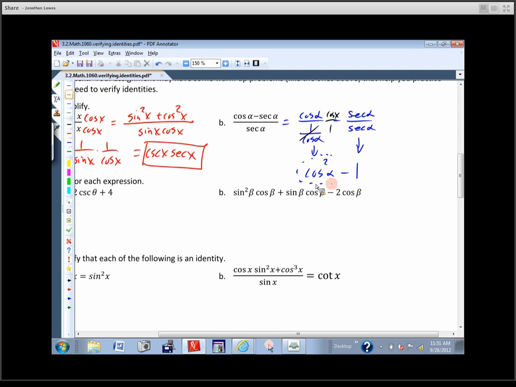Would it be okay to leave it like this? It wouldn't be the end of the world. If this problem were in the back of the book, it's probably not written like that. Remember, if you've got sine squared of x plus cosine squared of x equals 1, I could get a cosine squared minus a 1 by moving the 1 over here and moving the sine squared over there. So cosine squared x minus 1 is the same as negative sine squared of x. So probably a better way to write this would be negative sine squared of alpha. Whoops. Alpha, thank you. Okay. Any questions?